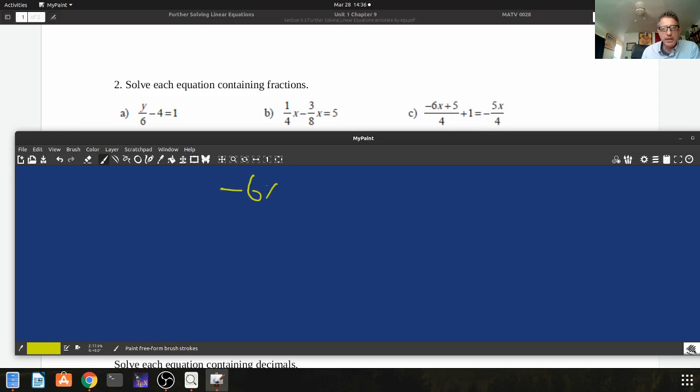Minus 6x plus 5 over 4 plus 1 is equal to minus 5x over 4. So we need to find the LCD, but it's easy because we only have one denominator and it's 4. So the LCD is 4. So we literally are going to multiply both sides by 4.